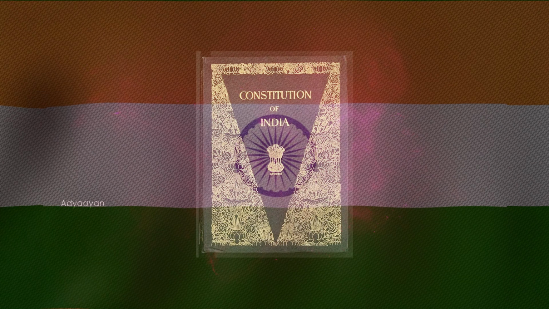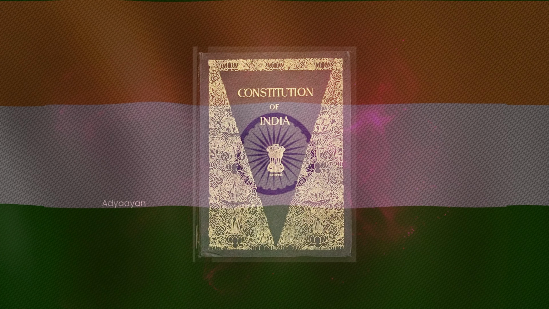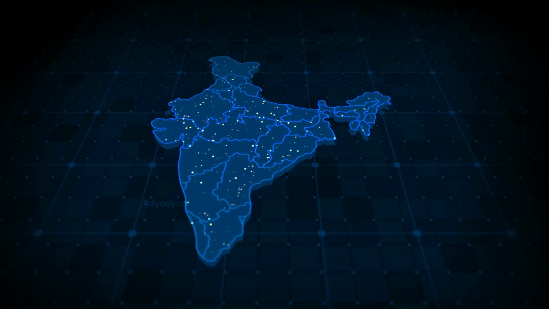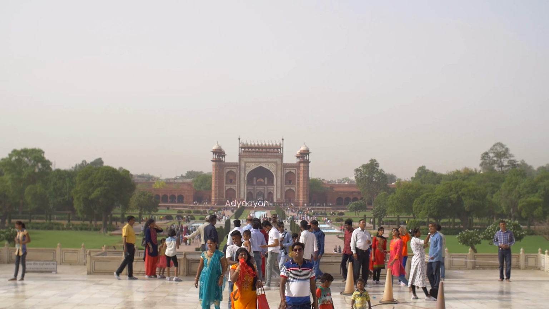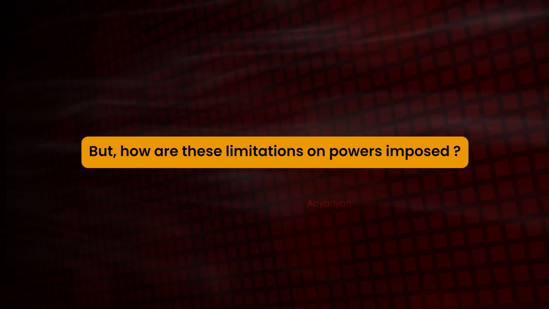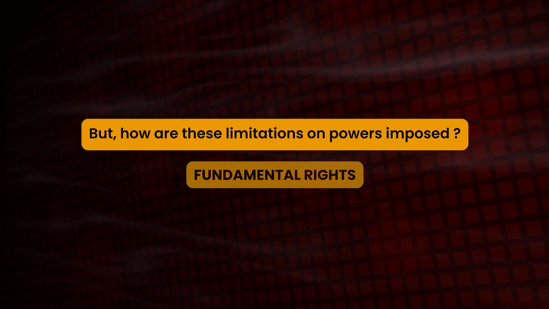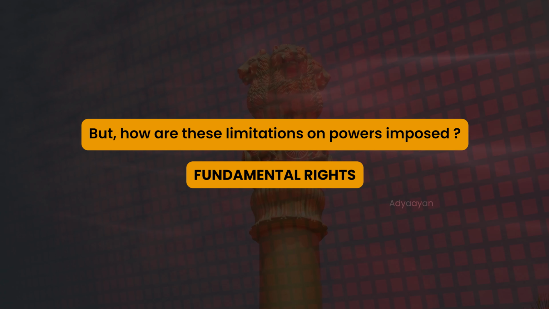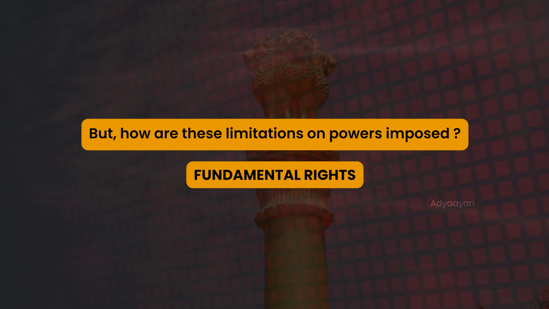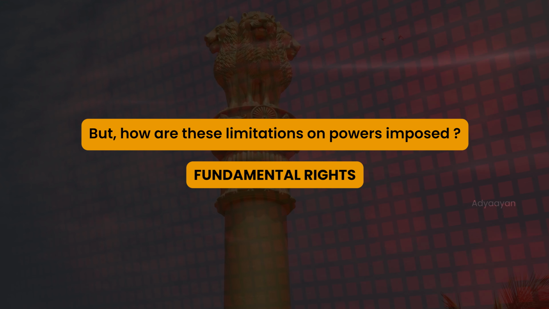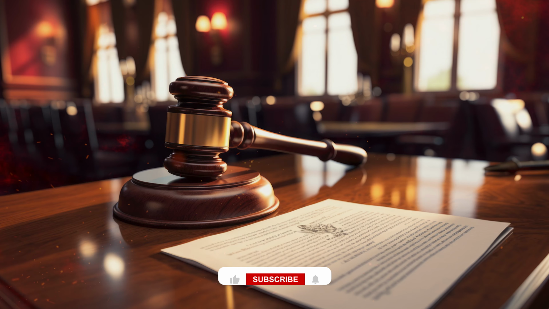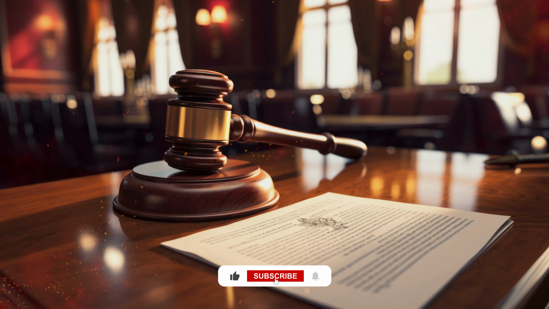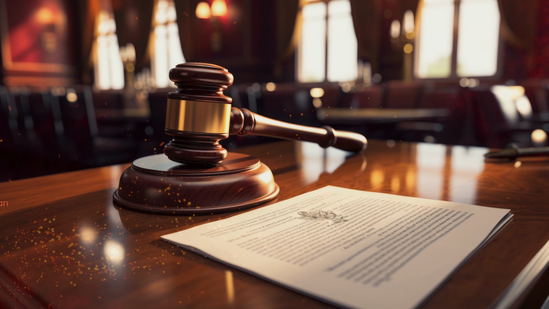Our Constitution strictly restricts this kind of unlimited power. The government of India has powers, but they are limited. These limitations assure the safety of citizens. But how are these limitations on powers imposed? Certainly, it's in the form of fundamental rights. No government has the right to violate these rights of citizens except in a few cases. These cases will be discussed further in the other classes. While enacting any law, the government must make sure that the law does not violate the fundamental rights.